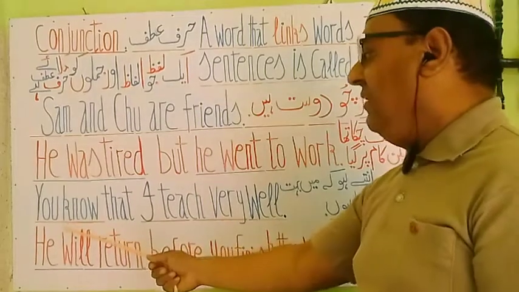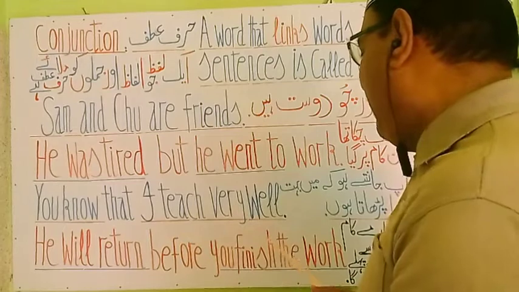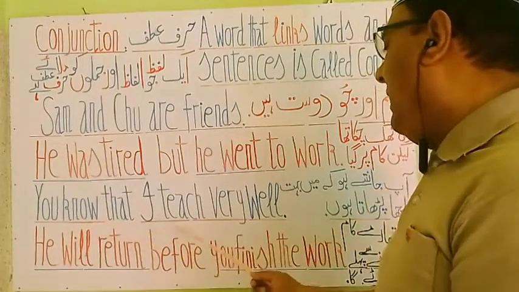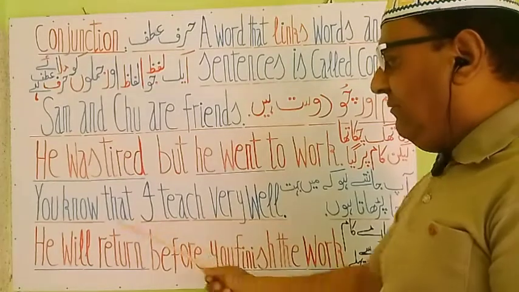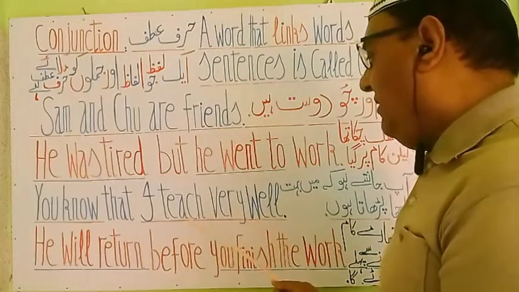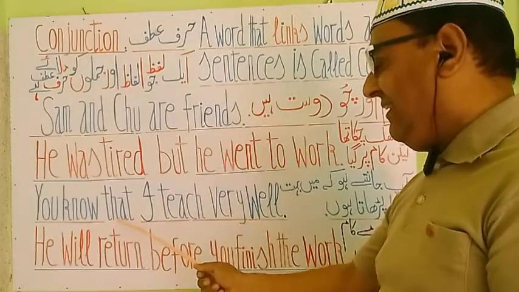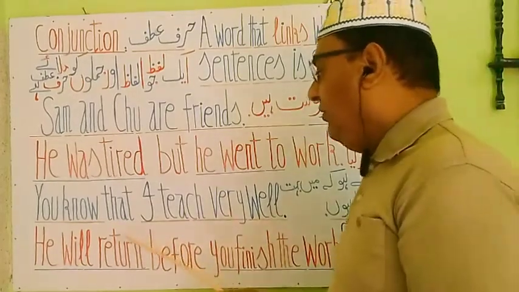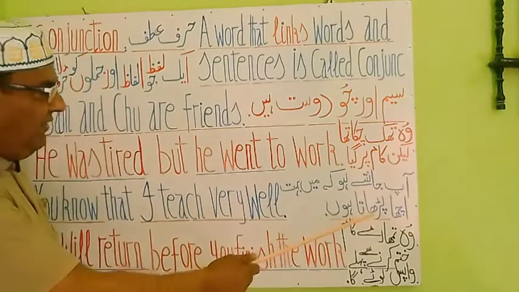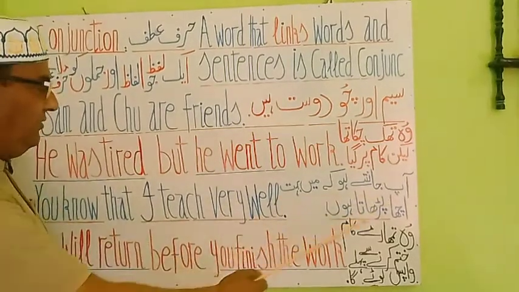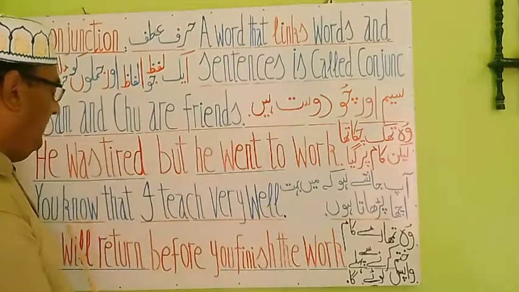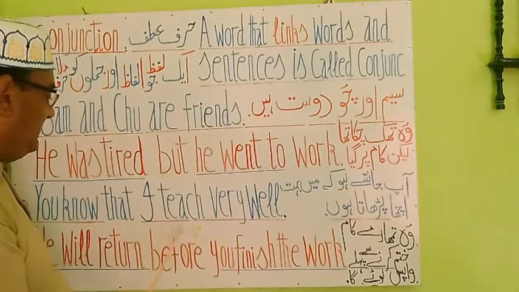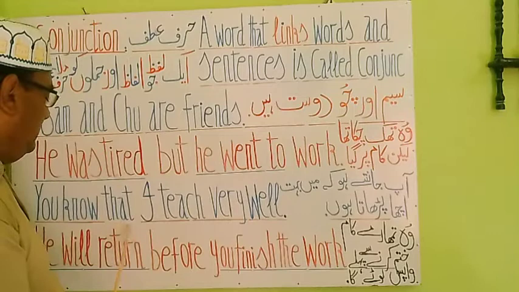Now read out the third phrase. You know that I teach very well. You see, you know, I teach very well. And both these phrases are connected or linked with that. That is a conjunction. You know that I teach very well. From this side you can read out its translation. In both of these statements, that is a conjunction that links these both statements.